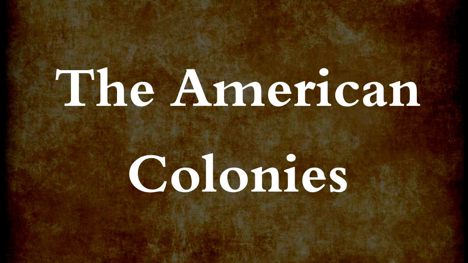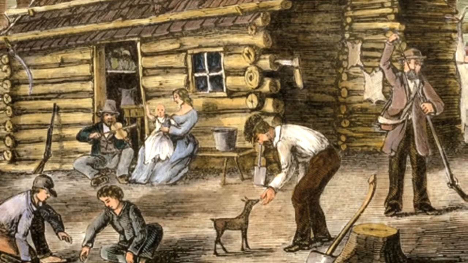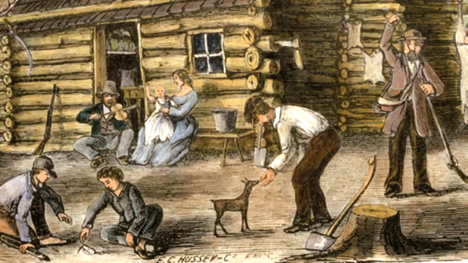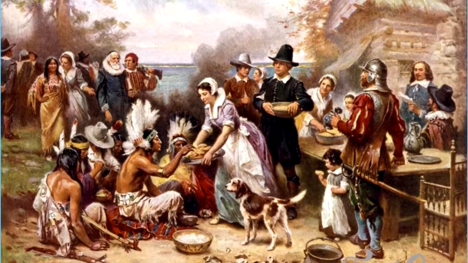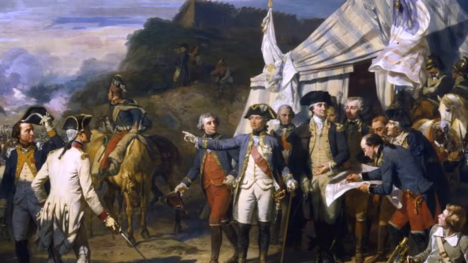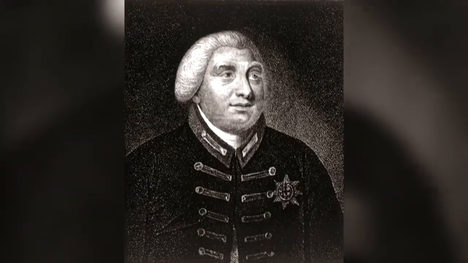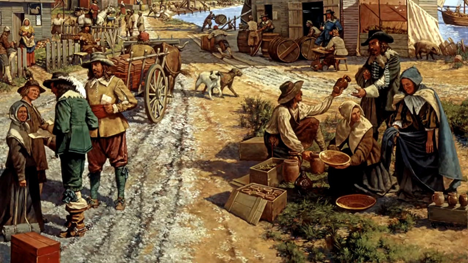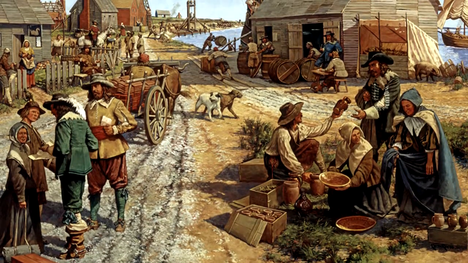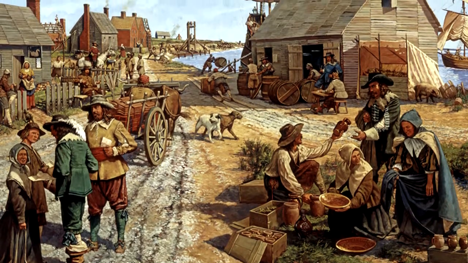The American Colonies. In the 18th century, many people from Britain went to live in the American colonies near present-day Boston. The colonies were owned by the British and ruled by the British king. However, the people who lived there, the colonists, did not want to be ruled by the British government.